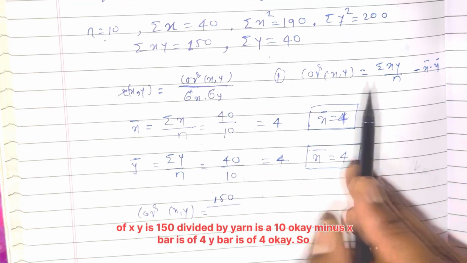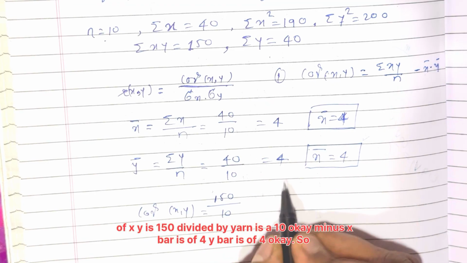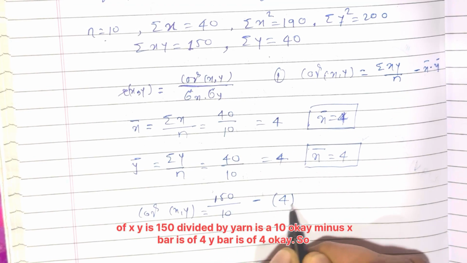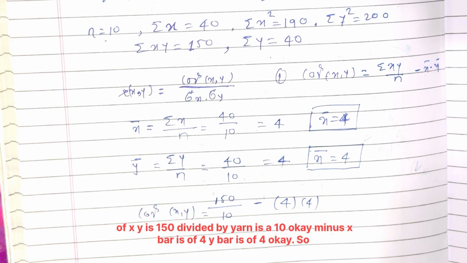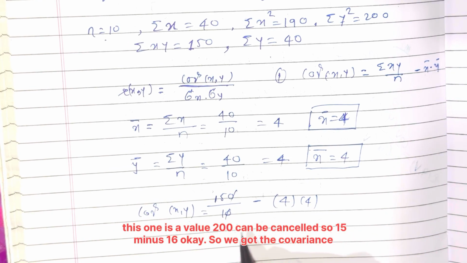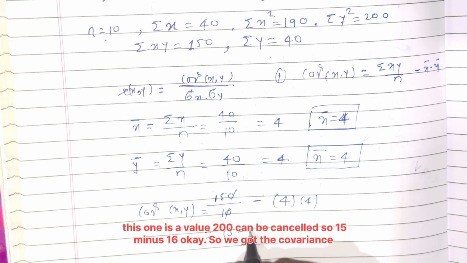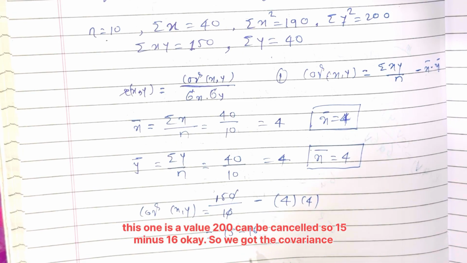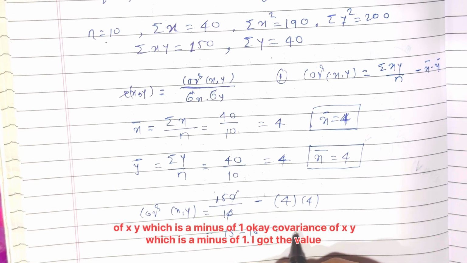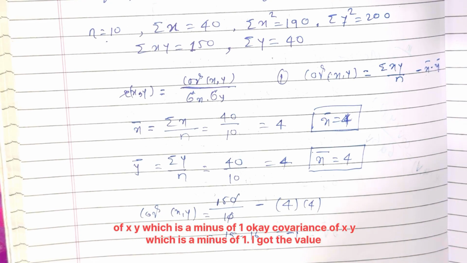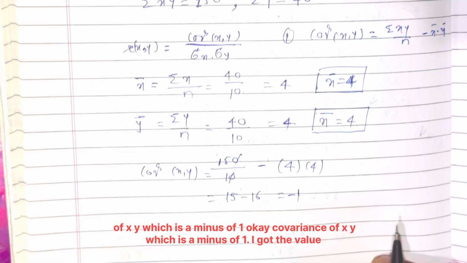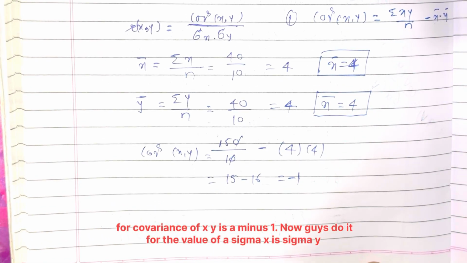Summation of xy is 150, divided by n is 10, minus x bar is 4, y bar is 4. So 0 0 can be cancelled, so 15 minus 16. So we got the covariance of xy, which is minus 1. I got the value for covariance of xy as minus 1.